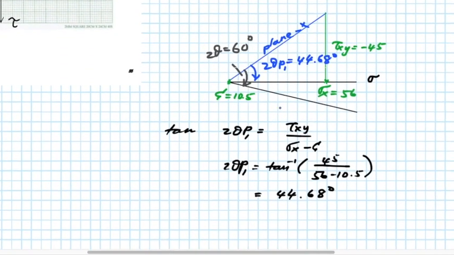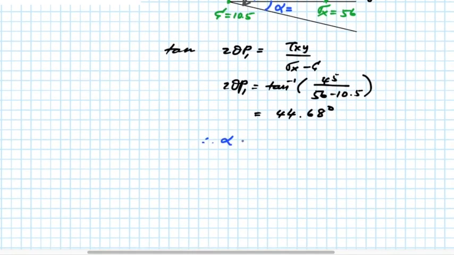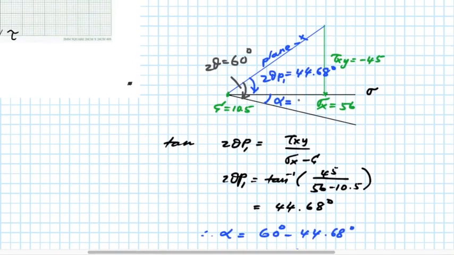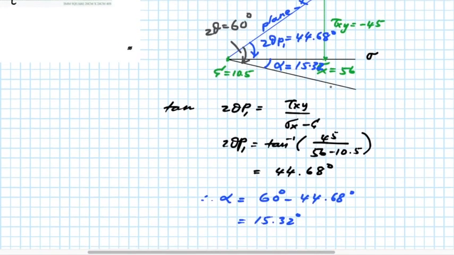When we rotate the plane x by 60 degrees to plane x prime, the remaining angle alpha is 60 degrees minus 44.68 degrees, which equals 15.32 degrees.